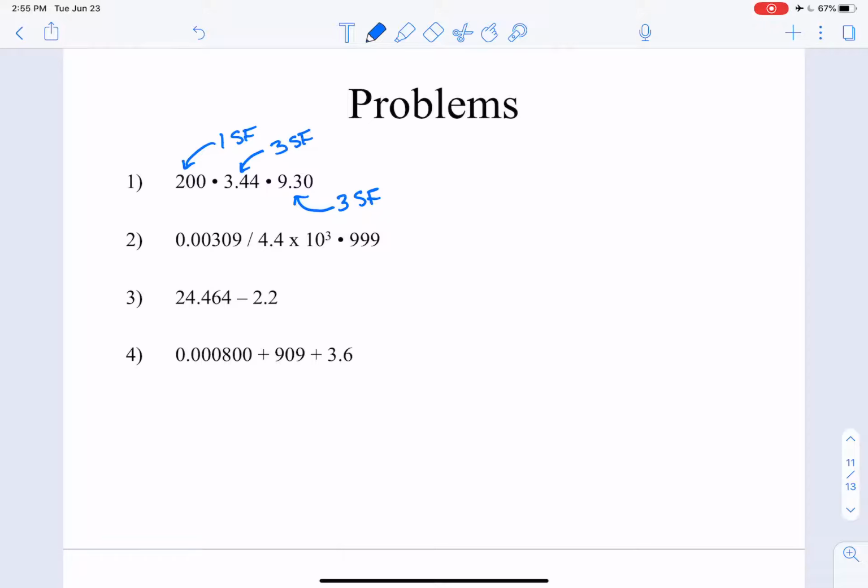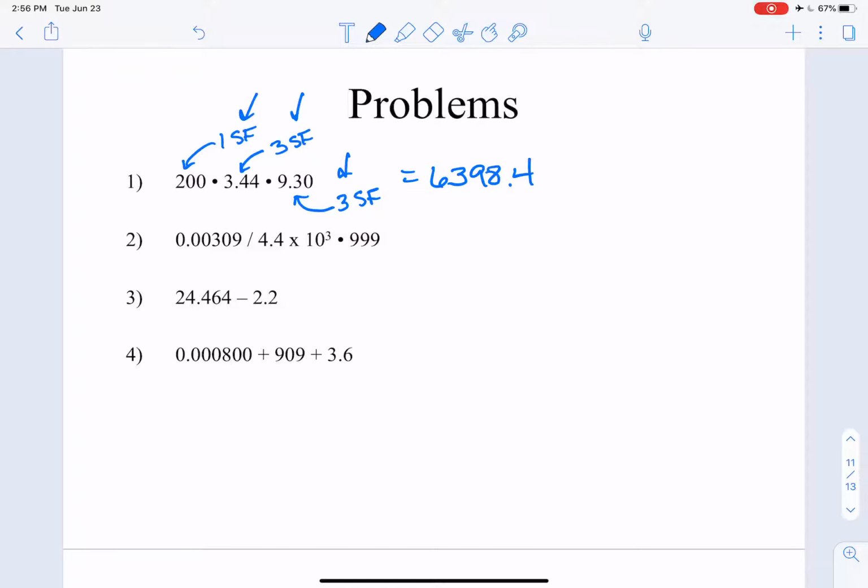Okay? So we do this multiplication, and what we will get for the answer is 6,398.4. Now we have 1 sig fig, 3 sig figs, and 3 sig figs for a measurement, so our final answer is only going to have how many significant digits?